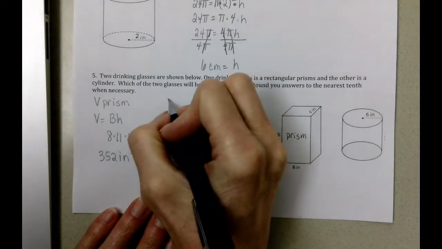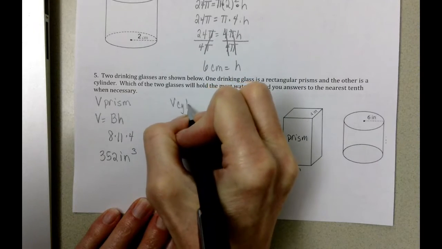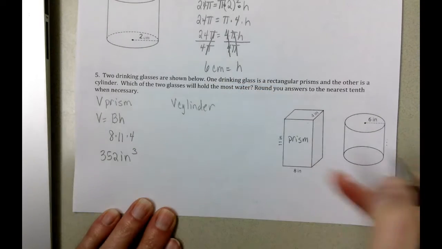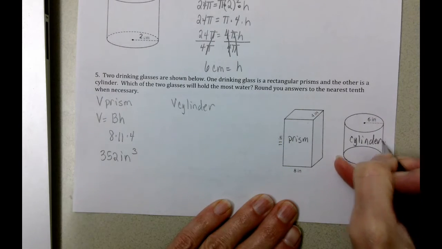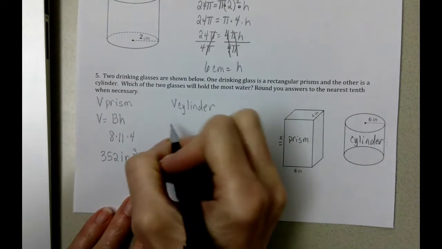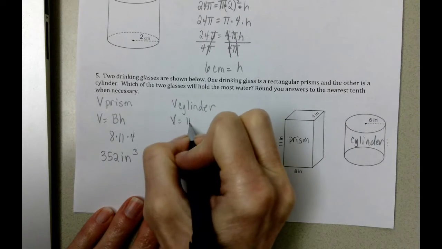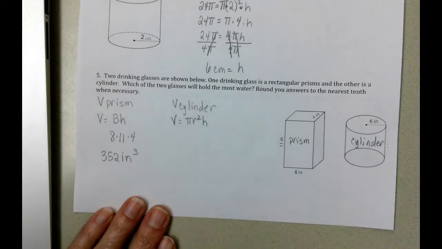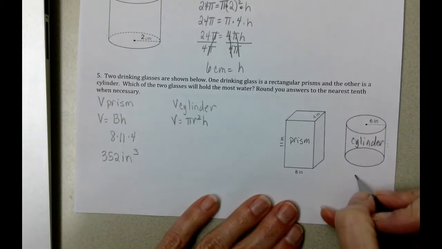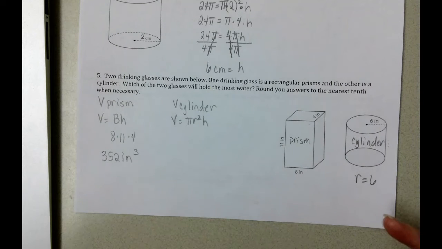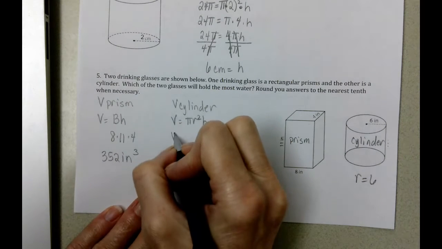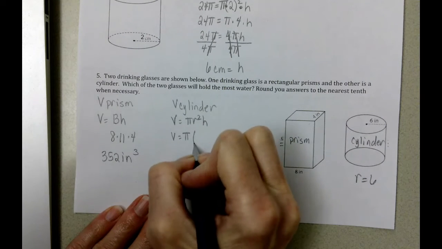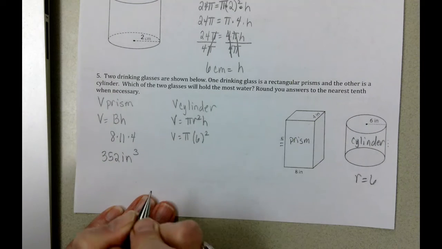So for the volume of our cylinder, which is this one, because it has that round base, the volume is going to be pi r squared times h. Our radius is 6 on this one, so that's nice. Oftentimes when we've done these problems, we've had diameter. So we can fill this in. The volume equals pi times 6 squared.